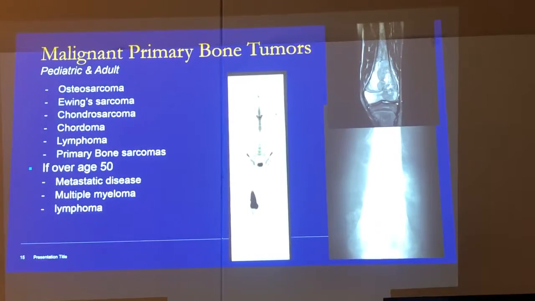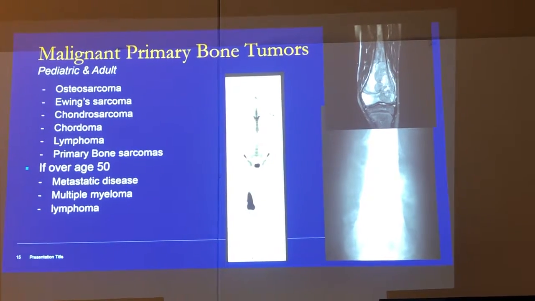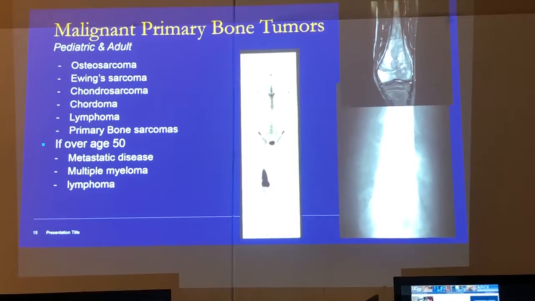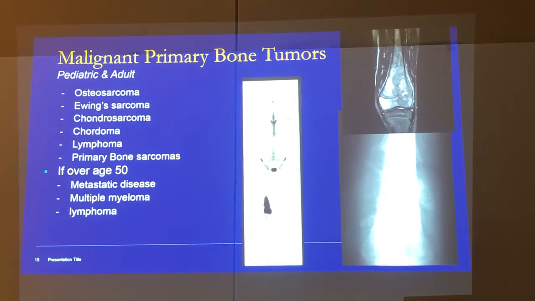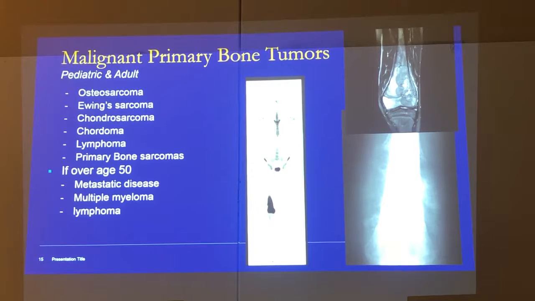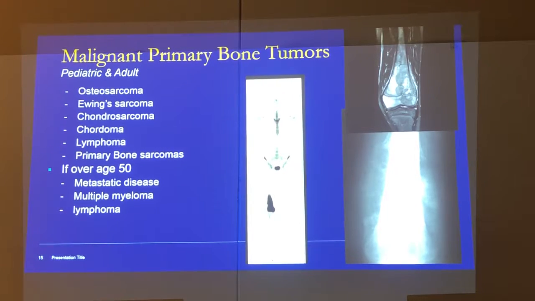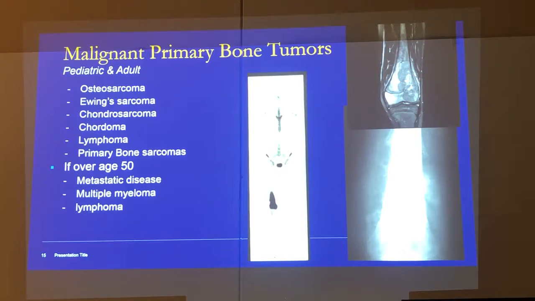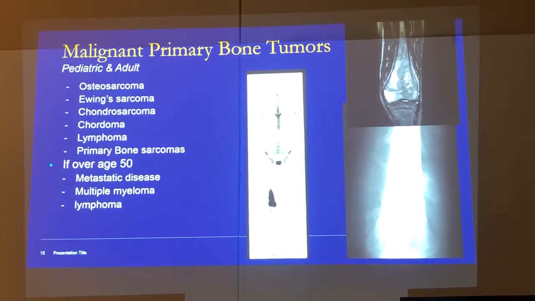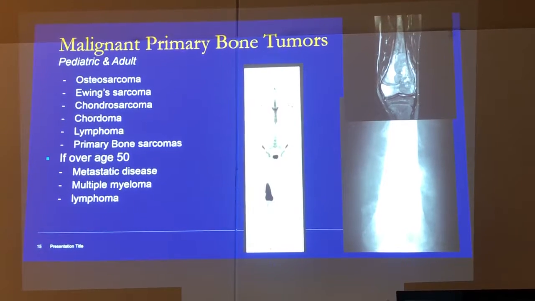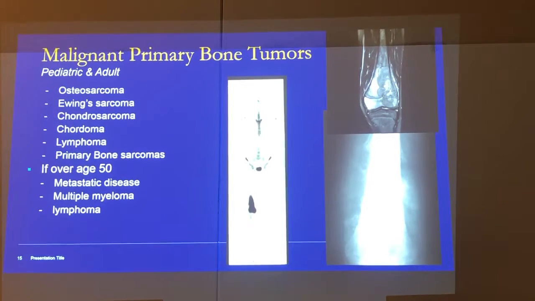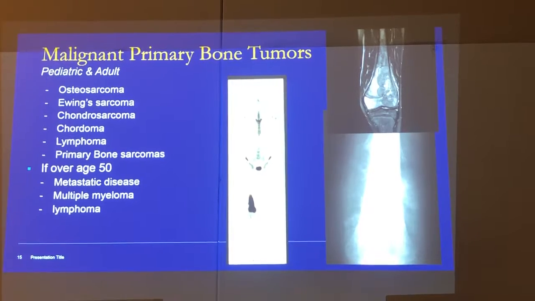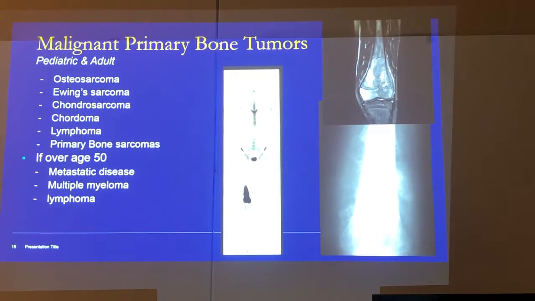Also, just to keep it in perspective, if a patient comes to see us and they're over the age of 50 and they have a bone tumor, much, much more likely it's metastatic disease, multiple myeloma or lymphoma. Because sarcomas are so rare, we do see them, but the vast majority of people that have a bone tumor and are over 50, it's much more likely it's like a lung cancer that's spread.